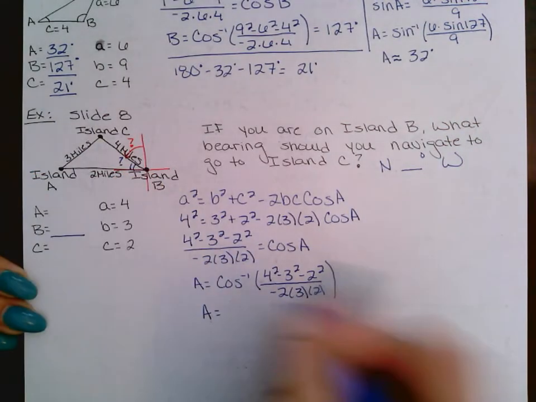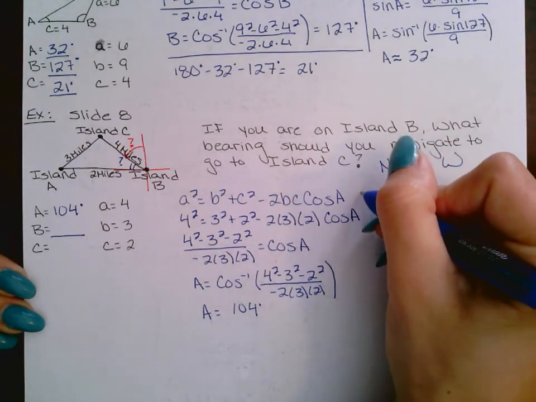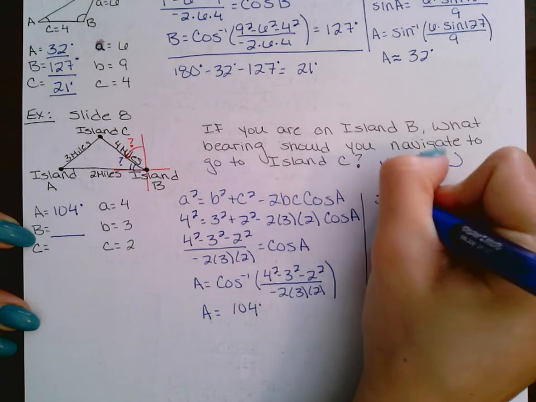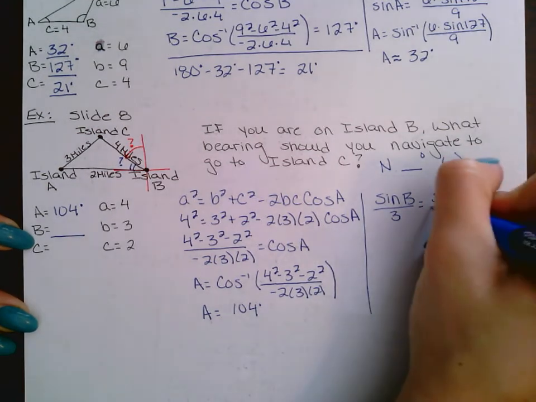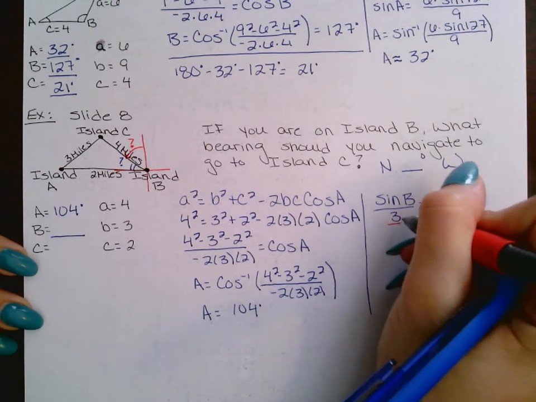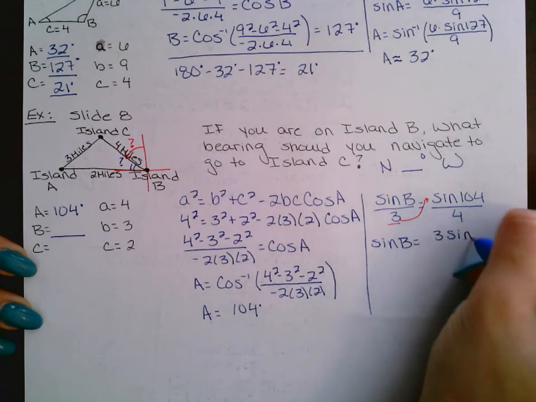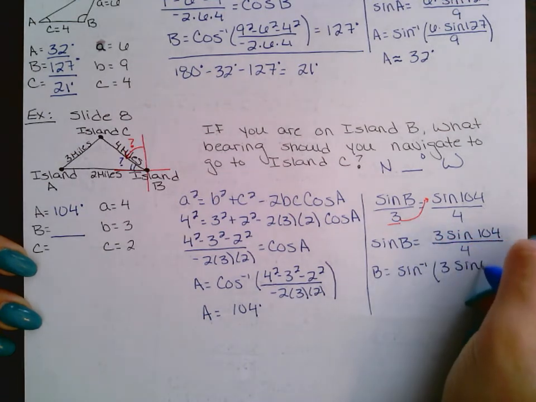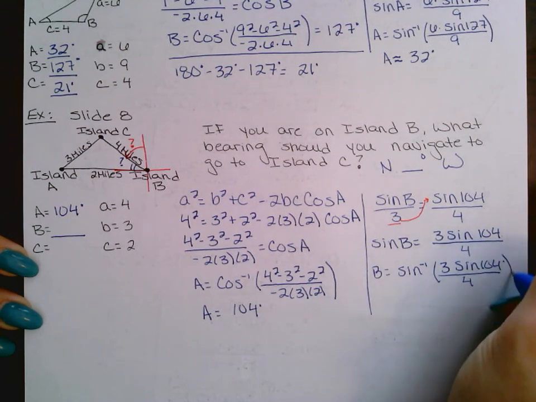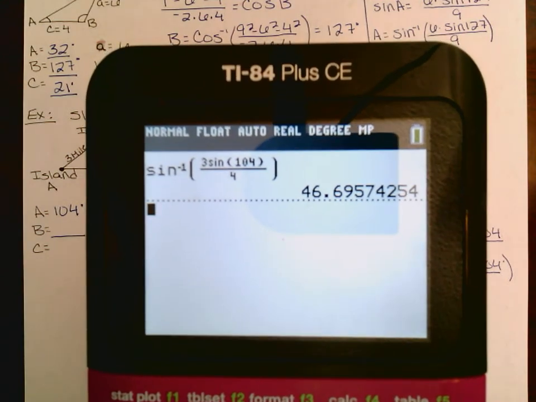All right, so we have that A is 104 degrees, which now that we have a match, we can use it to find capital B. So I can say sine of B over 3 equals sine of 104 over 4. And go ahead and start maneuvering things around. And in your calculator, it should look something like this. I'm going to round that up to 47.